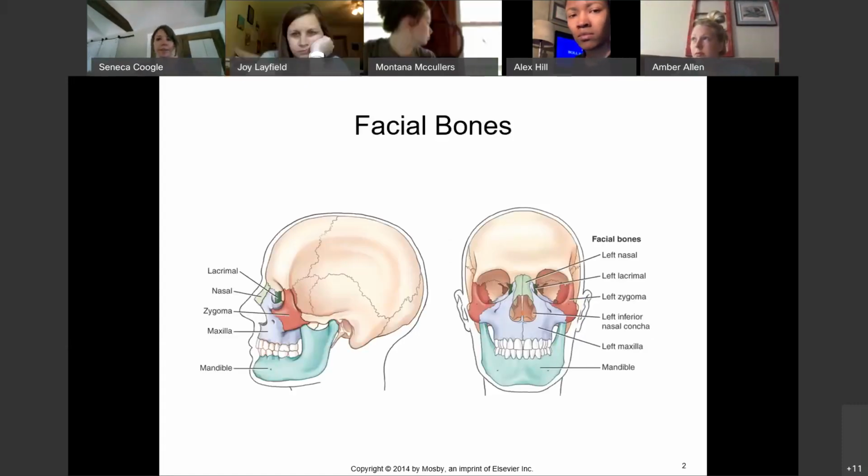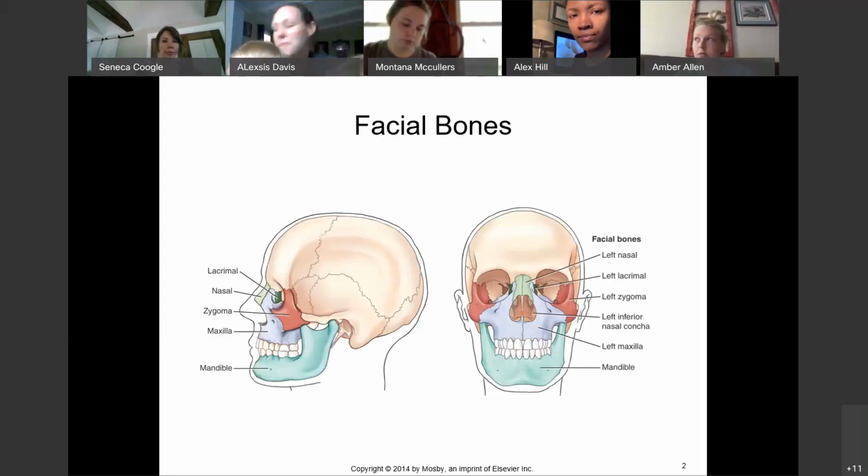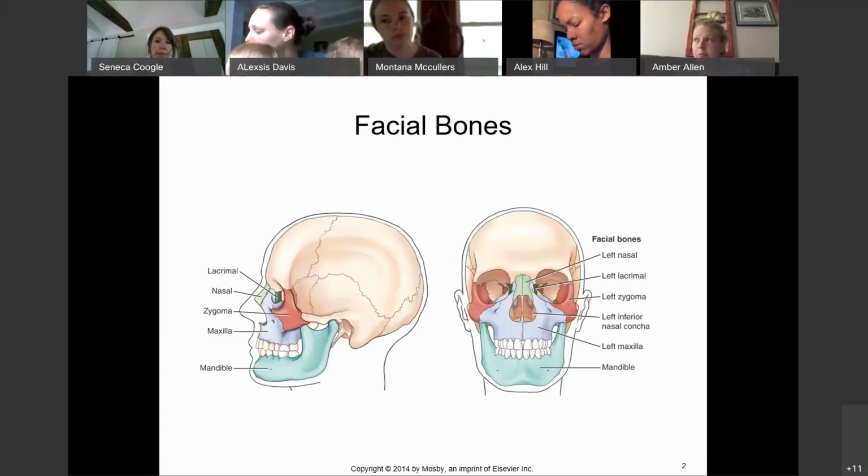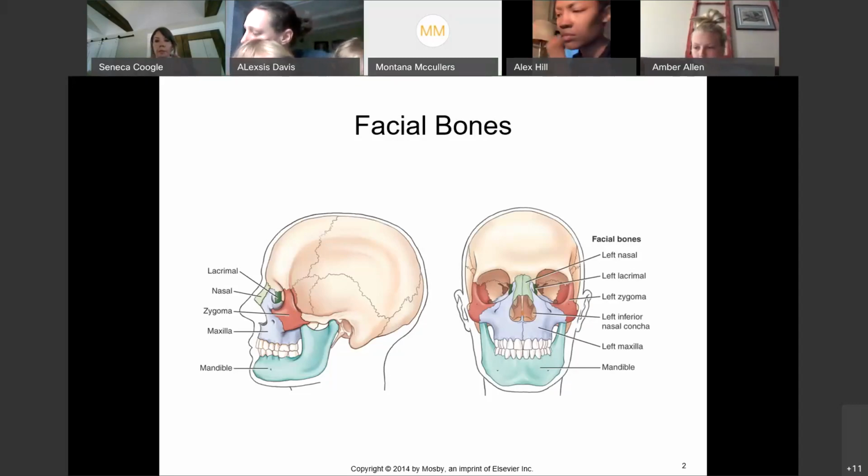All right, facial bones. You have 8 cranial bones and 14 facial bones. You have 2 maxilla bones, which make up the maxillae, the maxilla. Those are the largest immovable bones of the face, which means that they don't move. Your mandible is the largest bone in your face that moves. That is the only bone that should move.